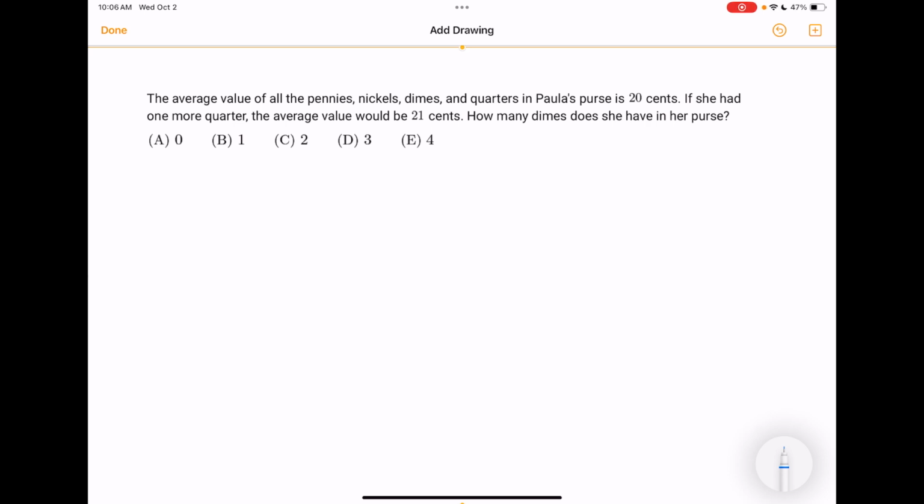Okay, so in this problem, we are dealing with averages. And keep in mind that how to solve for an average is you take the sum of all of your items over the number of items you have. So that's how you solve for the average. And in this case, I'm going to just let V be the total value and N be the number of the items.